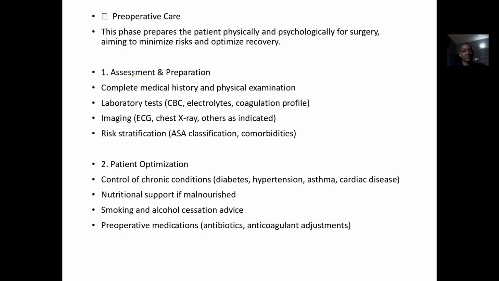You understand? Then you stratify their risk, okay, all those prognoses. Patient optimization is if they have any chronic conditions, you have to be treating that chronic condition at that time. Okay, nutritional support if the patient is malnourished. If they smoke or take alcohol, they have to stop it for the time being. Okay, then some drugs that you want to give as prophylaxis, like when you want to go into the surgery, there's a risk of infection, so you start giving antibiotics already.